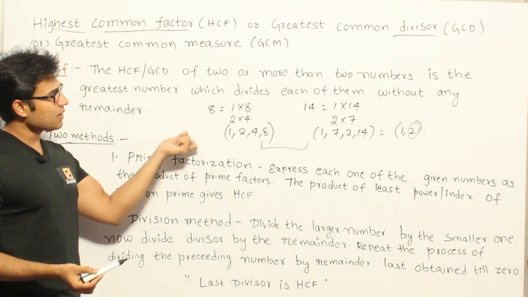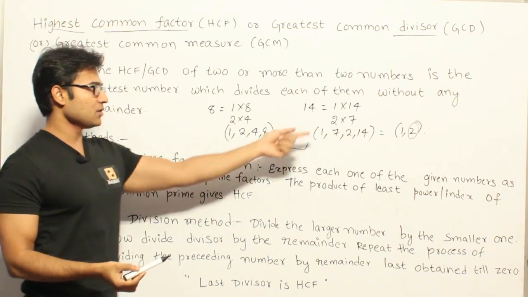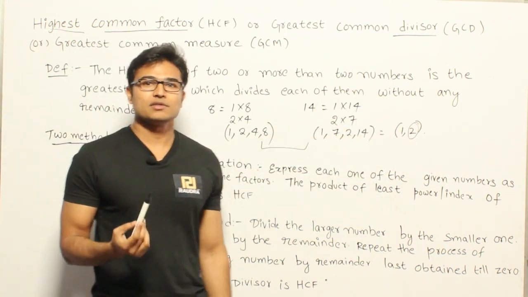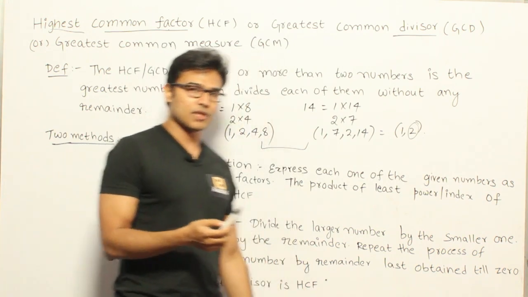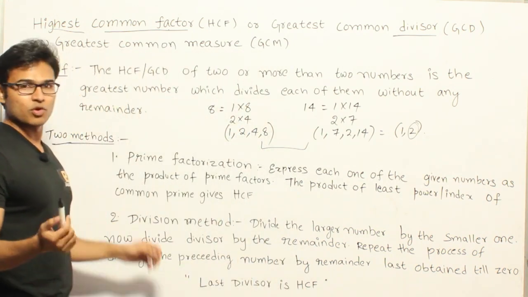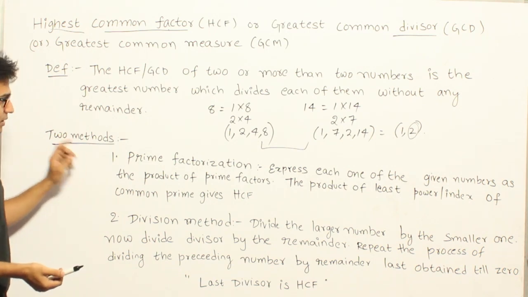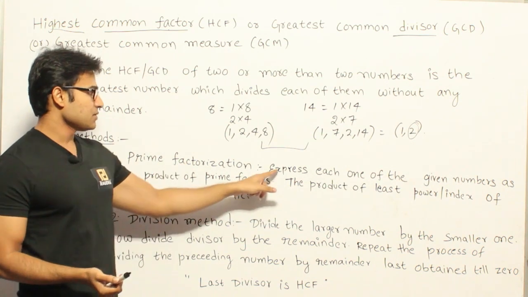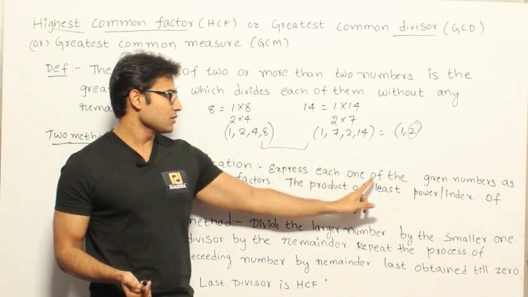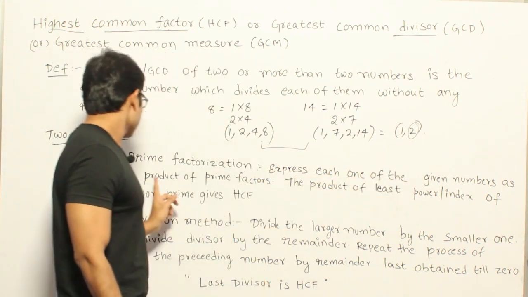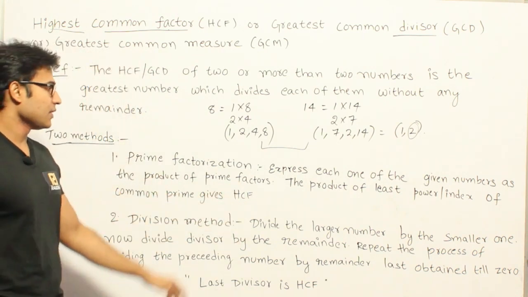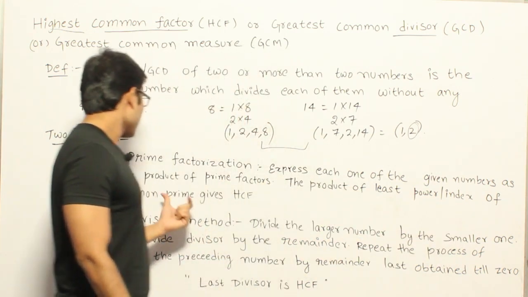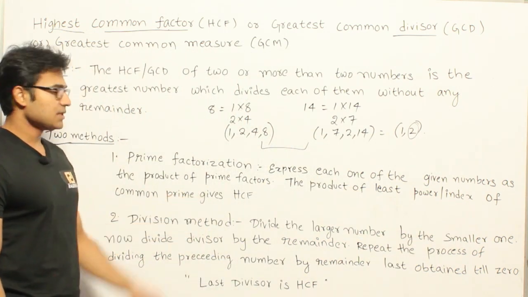But if you try writing all these factors and then finding the common factor and then finding the greatest one, it is going to take a lot of time. So there are various methods available. I'll tell you two methods which are more popular. One is prime factorization. This method says that express each one of the given numbers as the product of prime factors, then the product of least power or index of common prime gives HCF.